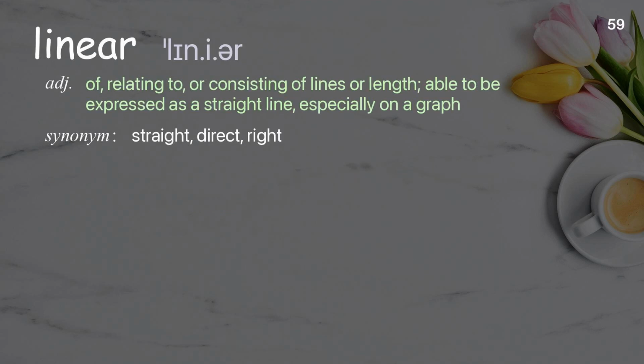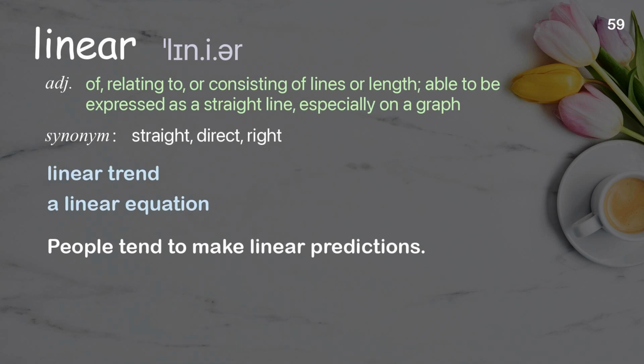Linear. Of, relating to, or consisting of lines or length, able to be expressed as a straight line, especially on a graph. Examples: linear trend, a linear equation. People tend to make linear predictions.